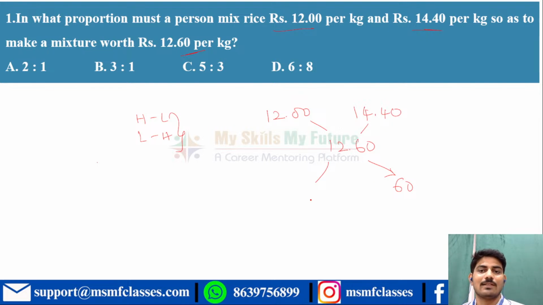1440 minus 1260 will give me 180, and if I eliminate the common numbers present here, it will give me the ratio of 3:1. So in order to sell that item for 12.60, the vendor has to mix it in a 3:1 ratio, and only then will he be able to sell it for 12.60. So the answer for this particular problem will be option B.